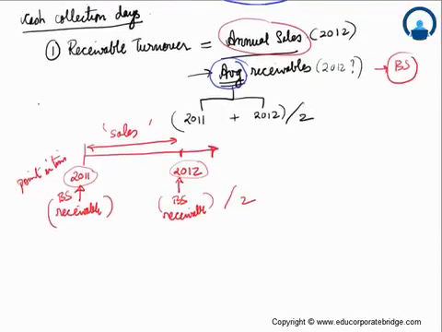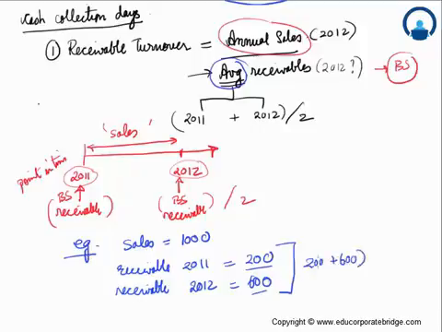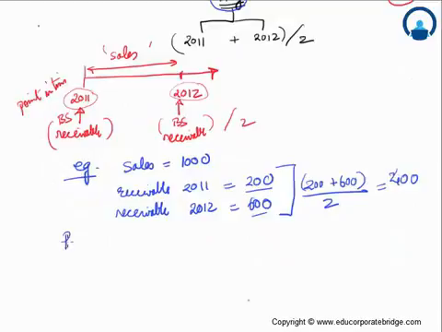So say for example, if you want to find the receivables turnover for this company, let's say sales was 1000, and let's say receivables in 2011 was 200, and receivables in 2012 is 600. So if this would have been the case, the average receivables that we must take here would be 200 plus 600 divided by 2, that is 800 by 2, that will be 400. So the formula of receivables turnover would come out to be 1000 divided by 400. So this is equal to 2.5 times.